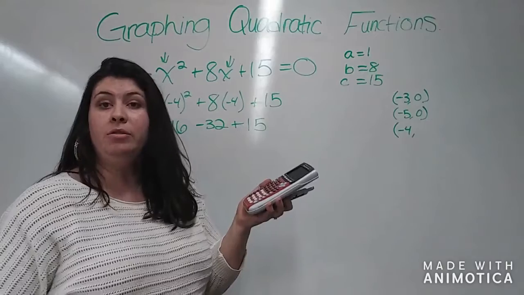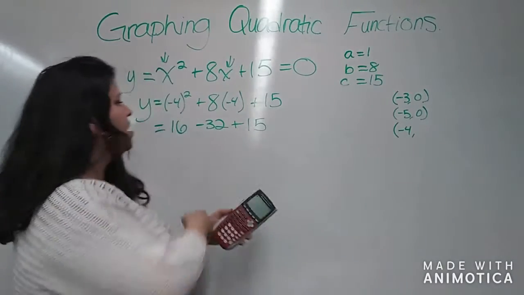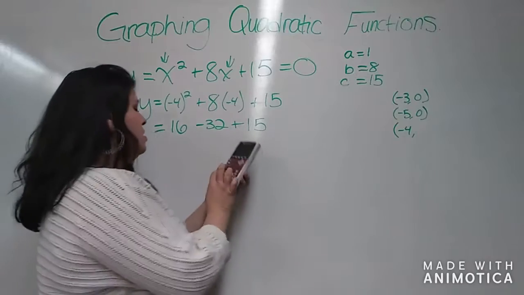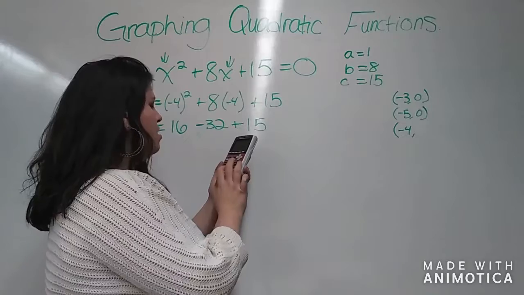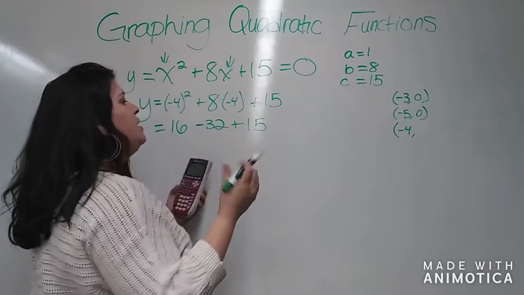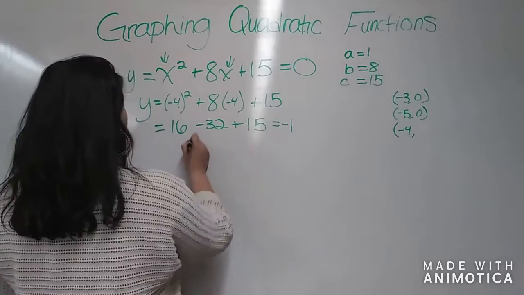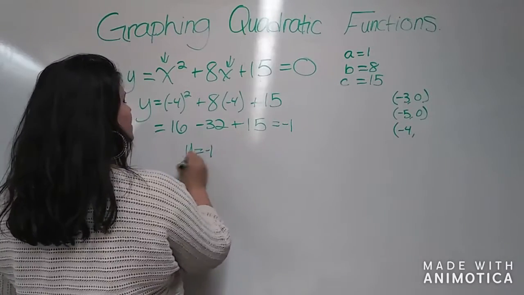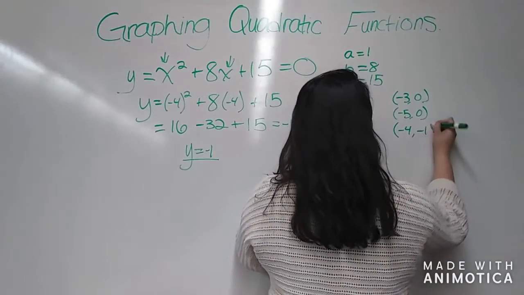Good. So I'm going to use my trusty assistant, because at our level we have assistants for the grunt work. 16 minus 32 plus 15, whoopsie, don't forget the 1 on the 15, is negative 1. So y is negative 1. Wonderful. That's the other half of our vertex coordinate.